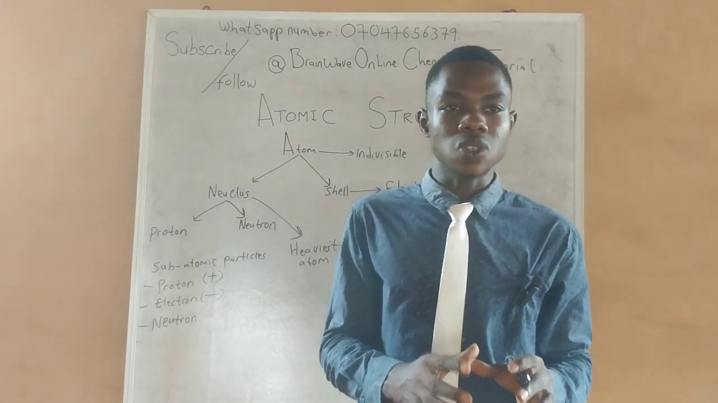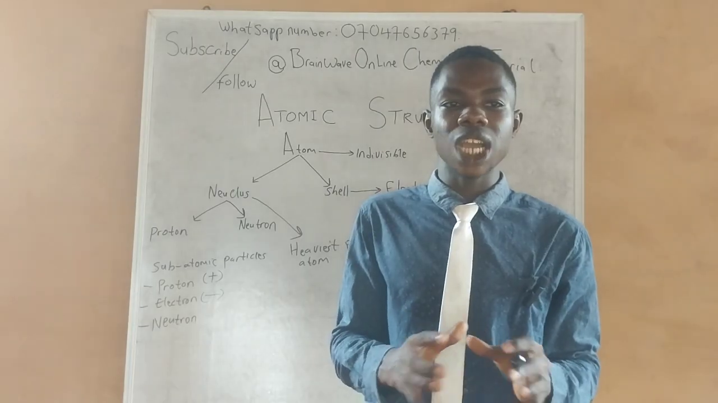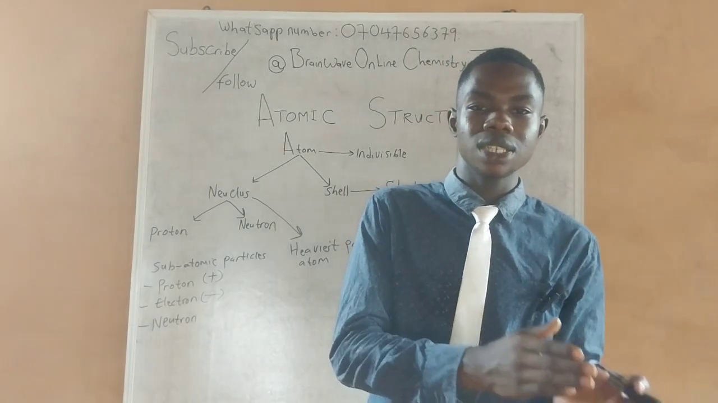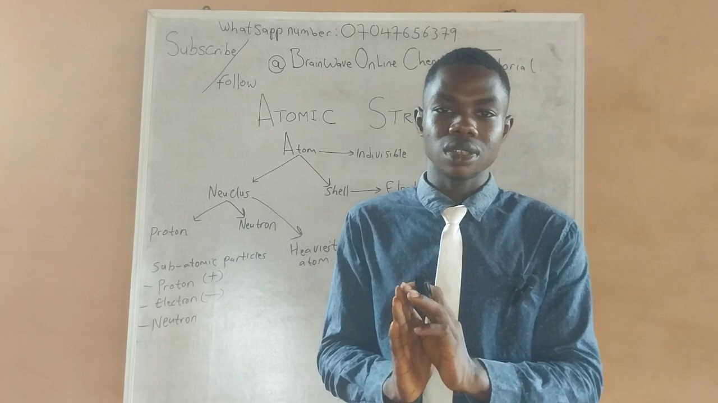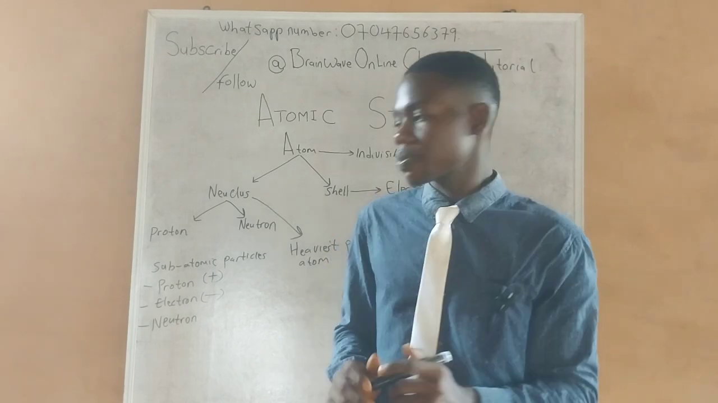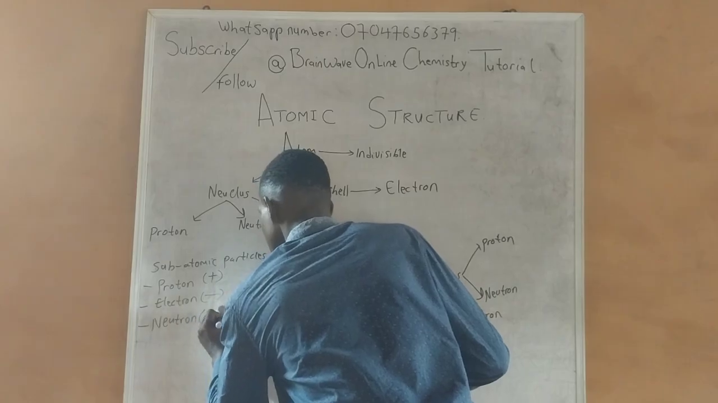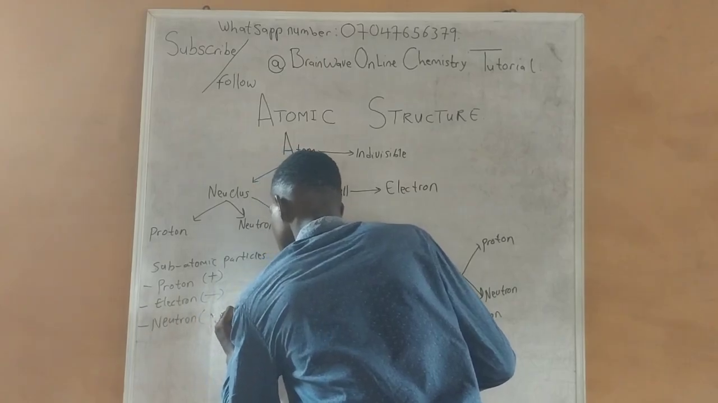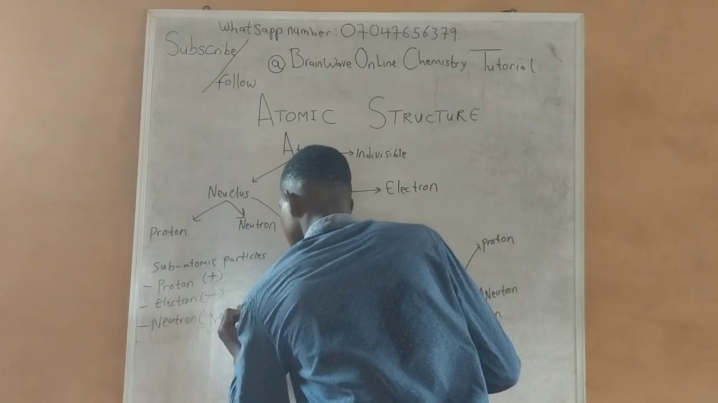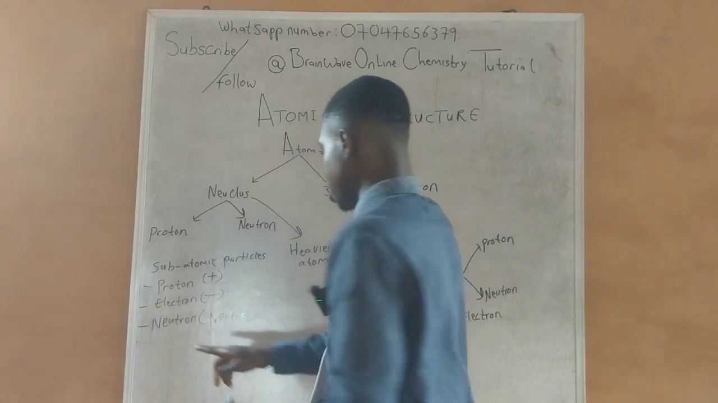Now when we say something is neutral, it means that it has no charge. It has no positive charge. It has no negative charge. So it is neutral. So the neutron is neutral. Please, we should take note that the neutron is neutral.